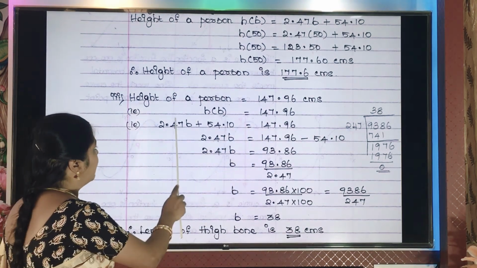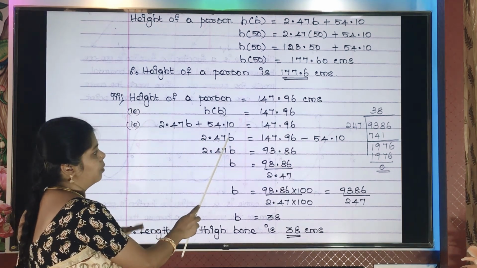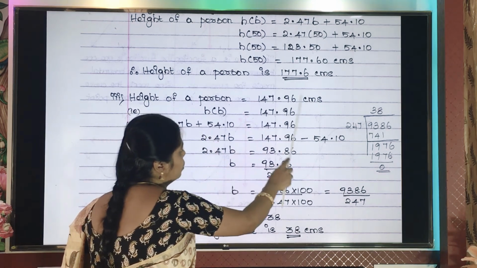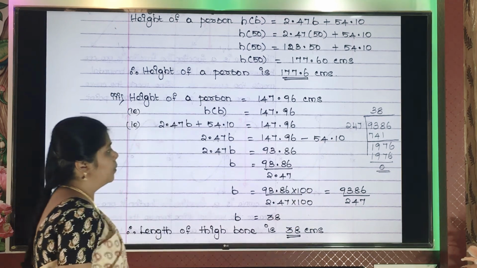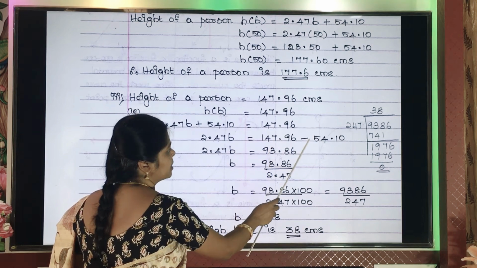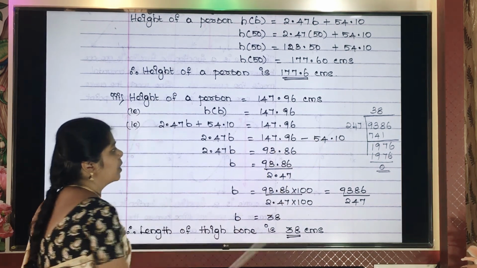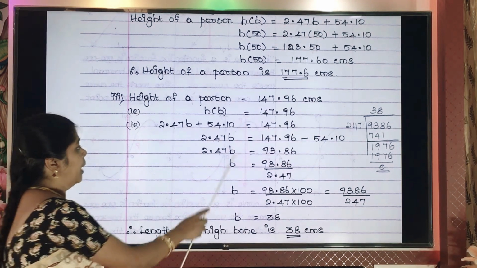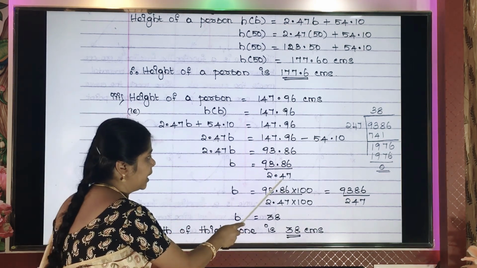is equal to 147.96. You keep the b term alone here. 2.47b alone, you keep it on one side and bring this plus 54.10 to the other side. It becomes minus 54.10. Now you subtract these. 147.96 minus 54.10. When you subtract, what answer are you getting? 93.86. Keep b here. 2.47, when it goes to the other side, it gets reciprocated.